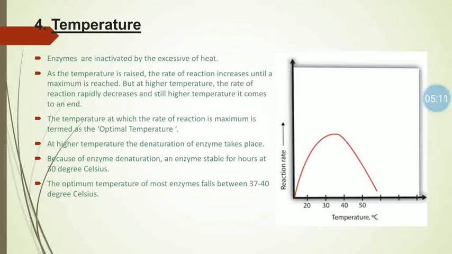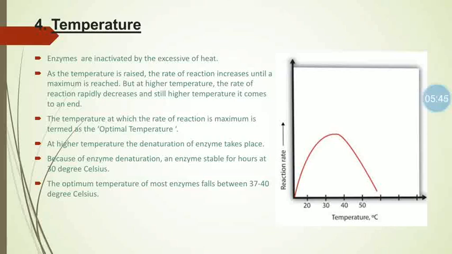The temperature at which the rate of reaction is maximum is termed the optimum temperature. So, the temperature at which the catalyzed reaction is highest is called the optimum temperature. During enzyme action, two reactions are simultaneously taking place. One is the catalytic reaction caused by the enzyme, and the second is the denaturation of the enzyme itself.